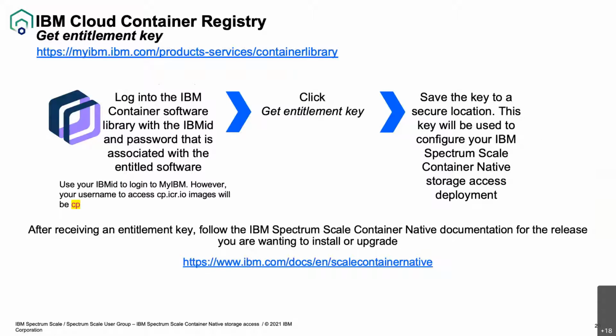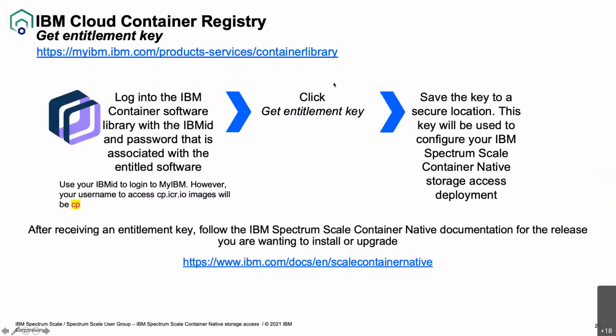These are the steps that are pretty much verbatim from that README. You log into the IBM Container Software Library with your IBM ID and password that's associated with the entitled software. You use your IBM ID to log into IBM. However, when you're creating your credentials for your deployment to access icr.io, you're going to be using the user cp.